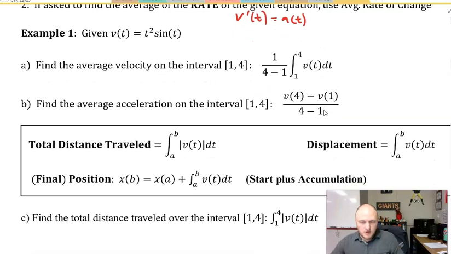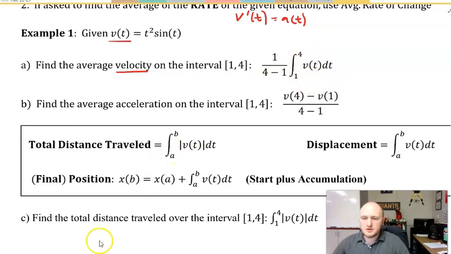So example number 1, very, very straightforward. Given the velocity is equal to t squared sine of t, we're going to do some things with this. The first thing they say is find the average velocity on the interval. Well, again, it's average velocity and they gave me velocity, so I'm going to use the average value function that we developed yesterday: 1 over 4 minus 1 times the integral from 1 to 4 of v of t dt.